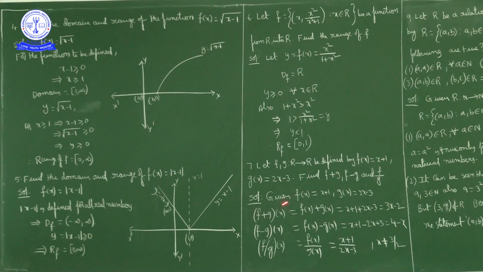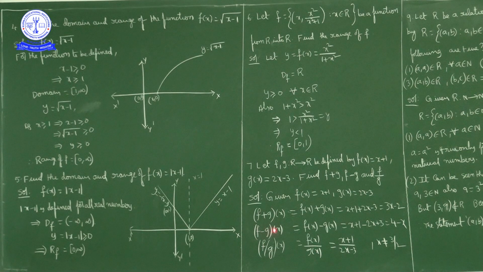Now f plus g is nothing but f of x plus g of x. (f plus g)(x) is nothing but f of x plus g of x. What is f of x? x plus 1. What is g of x? 2x minus 3. Now f of x plus g of x is nothing but x plus 1 plus 2x minus 3. How much in total? 3x minus 2. That is f plus g.